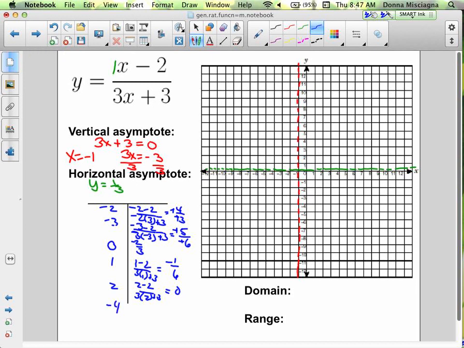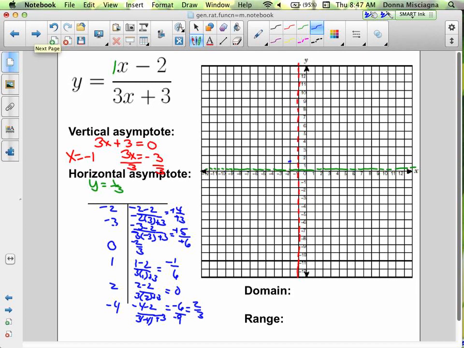All right, we forgot -4. So we wanted 3 on the other side. Let's plug in -4. So -4 minus 2 divided by 3 times -4 plus 3. That's going to be -6 over -12 plus 3, so -9. So that'll be 2/3. All right, so we'll graph those 6 points. We got one integer out of it. We got a 0.